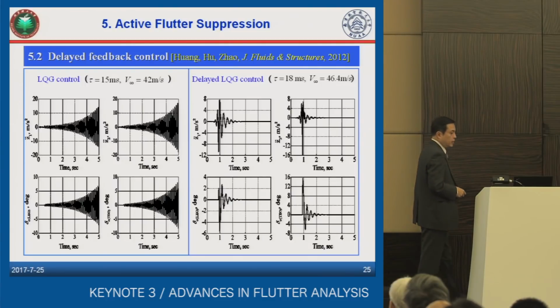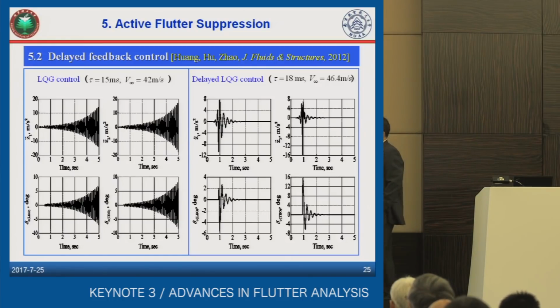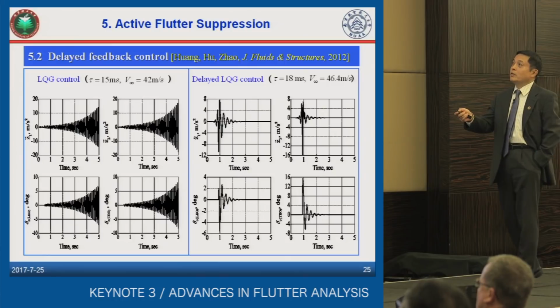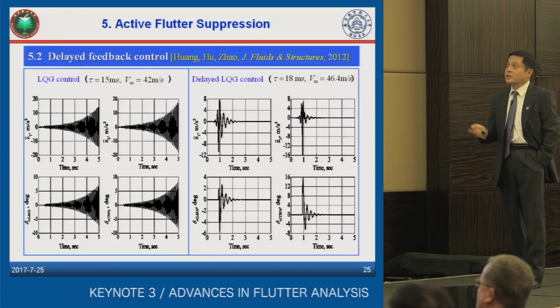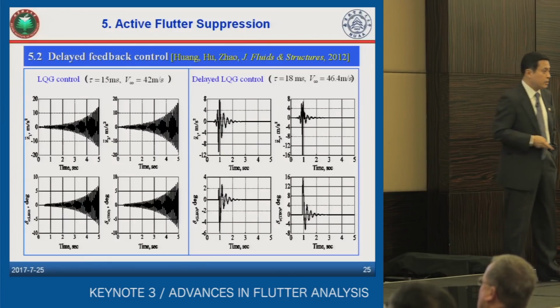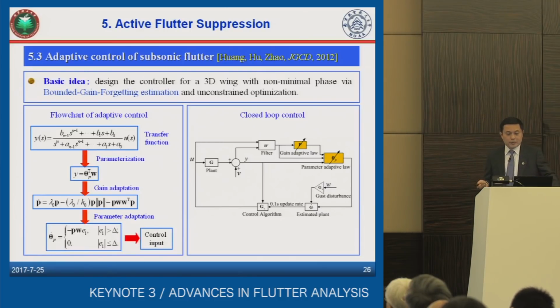Now let me show you the second case study, where I try to show you that the delayed LQG can work in an even wider range of flutter speed. Here, the left figure shows you that conventional LQG will get a divergent response of the controlled system at a flow speed of 42 meters per second. However, the delayed LQG works even at 46 meters per second when we have longer time delays. Okay, now let me talk about the final problems.